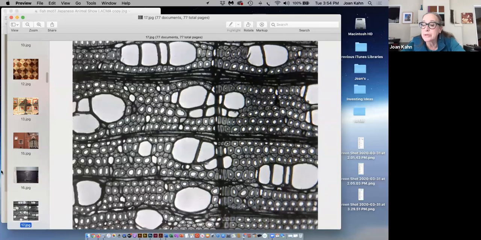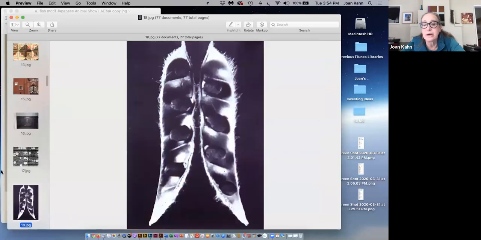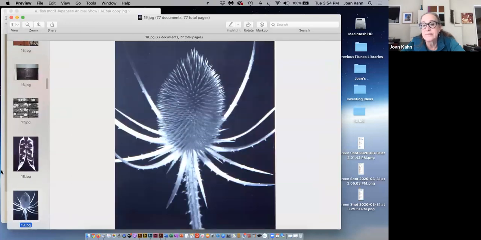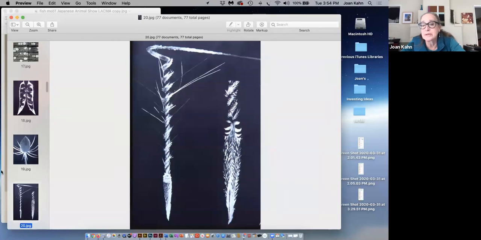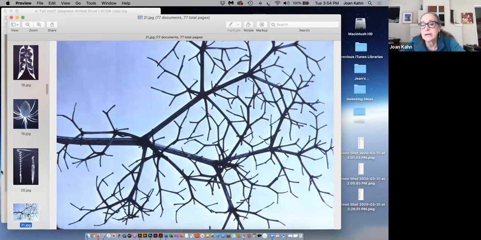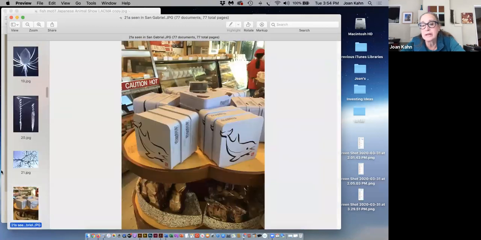You could also, if you were really interested in biology, do cell structure or seeds or grasses, which are really beautiful. Here we have the outline of the twigs of a tree, or the branches of a tree against the sky.